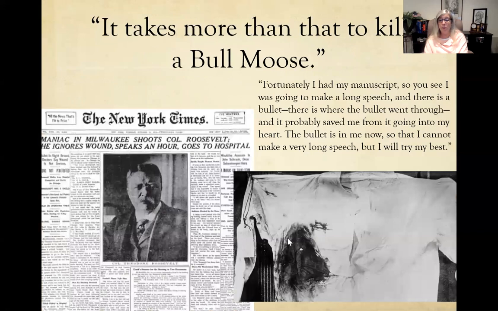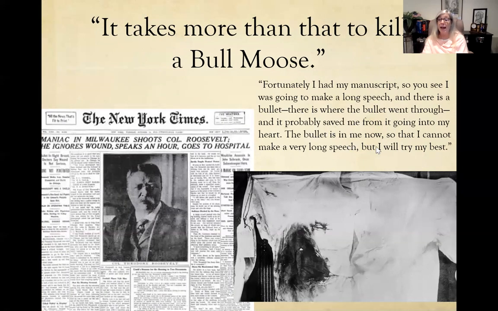So here's the bloody shirt where the blood's there. He kept his coat on while he was giving his speech. And so look at this statement. This is where the Bull Moose nickname comes from. And it says, "Fortunately, I had my manuscript. So you see, I was going to make a long speech, and there's a bullet. This is where the bullet went through. And it probably saved me from it going into my heart.